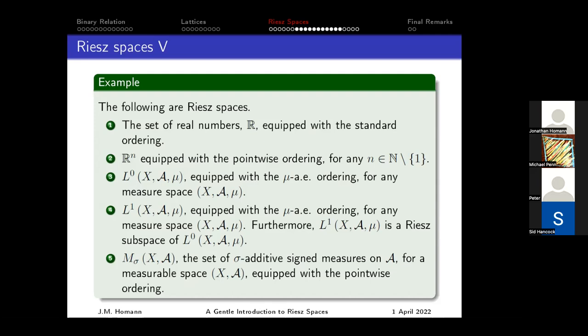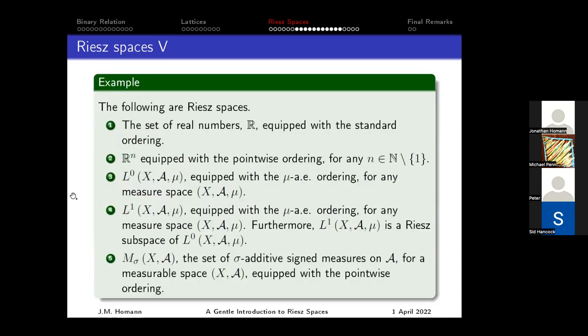We also then have that every pair of members of L0 has a supremum, since we can bound above each pair of members by their absolute value. And we know what the absolute value is, since f of x and g of x are real numbers for each x. So we can easily get the absolute value, since we have absolute value on the real numbers. And so each pair of members has a supremum. So L0 is a Riesz space.